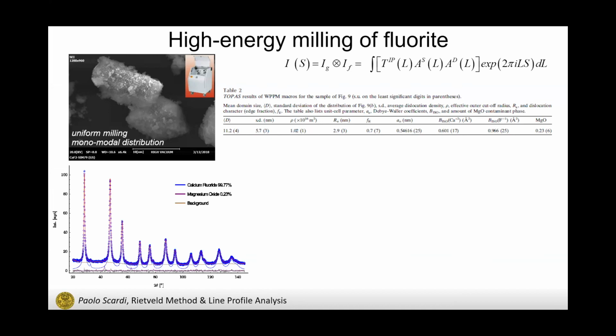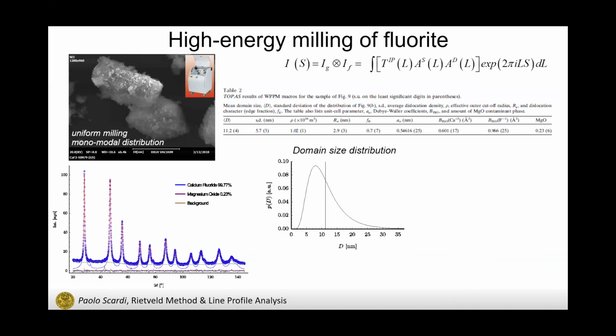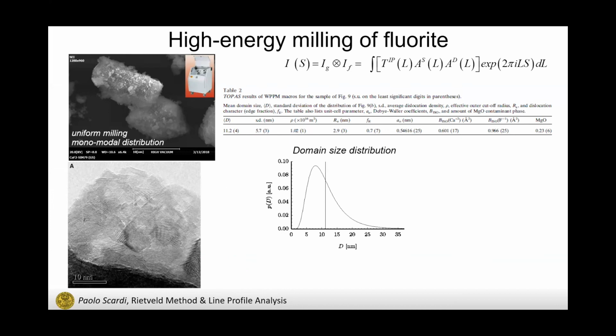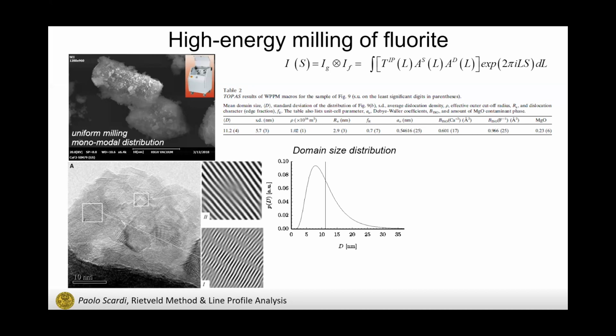Here, as you see, we see the result for the domain size distribution. And this is in good agreement with what we see in the TEM. Actually, with the TEM in these systems, you see relatively little. Maybe we are not very good with that. However, you can spot some dislocations. It's known that they form here.